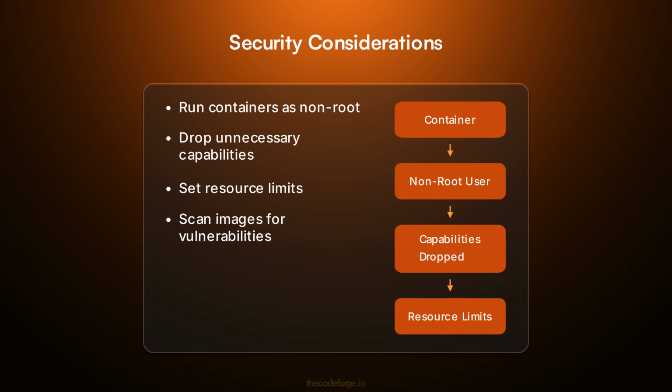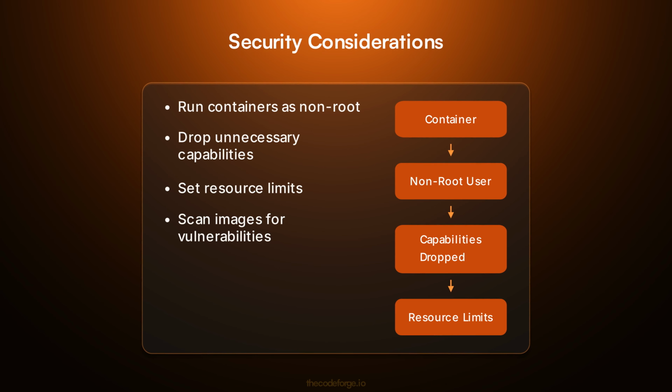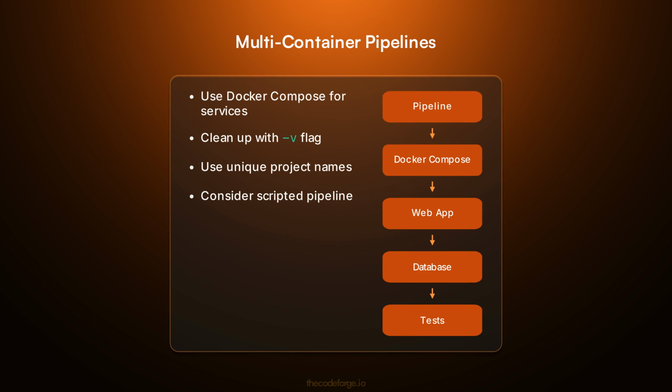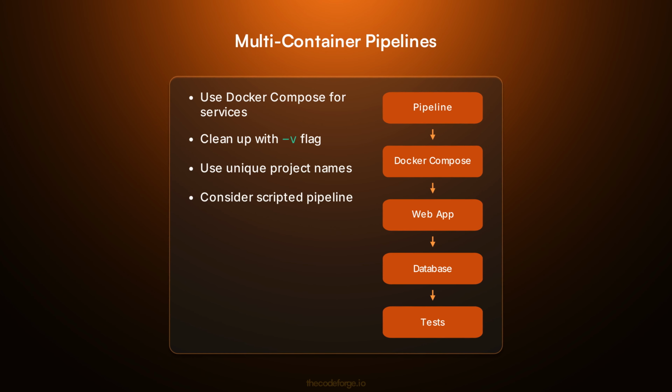Hardening Docker agents is crucial. Run containers as non-root, drop all capabilities and add only needed ones, set memory and CPU limits, and scan images for vulnerabilities before use. For builds requiring multiple services, use Docker Compose within a pipeline.